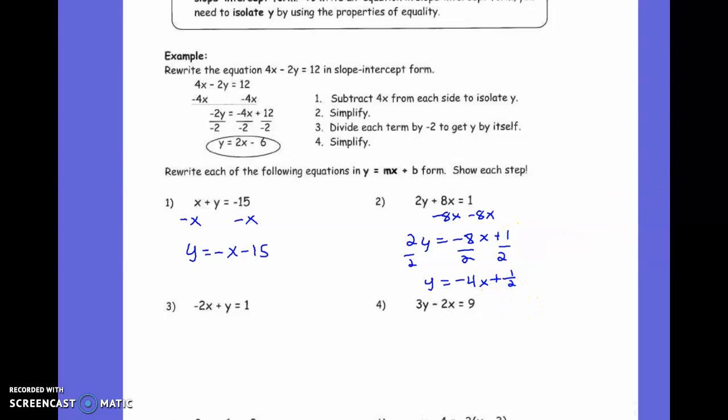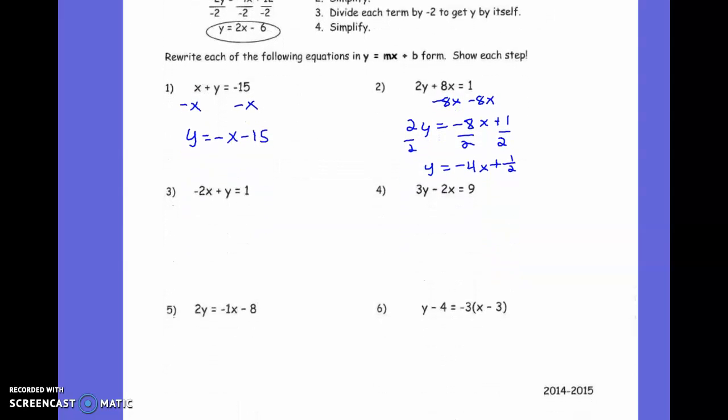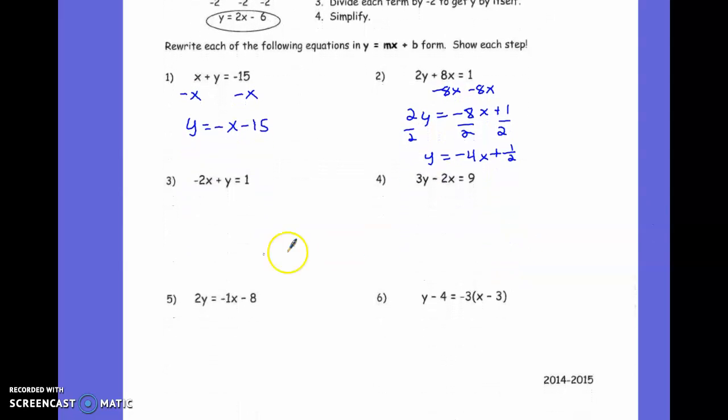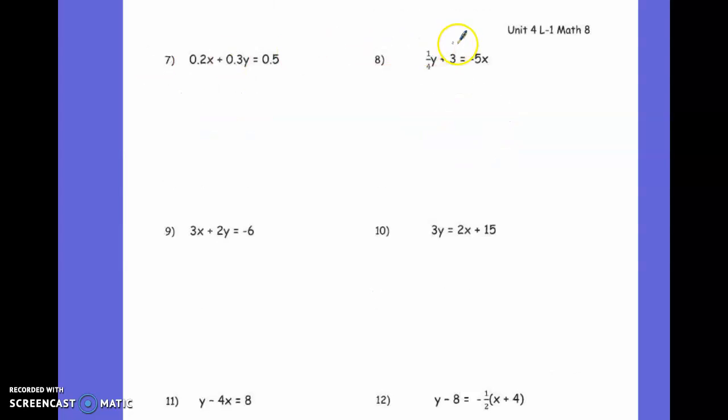So go ahead and do these 3, 4, 5. For 5, you notice that the x is already here. You just have to divide everything by 2, and we will skip 6. So practice that. Pause that, check your answers before you go on to the next one. When you're ready, go on to the next page.